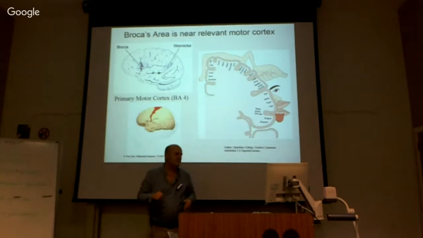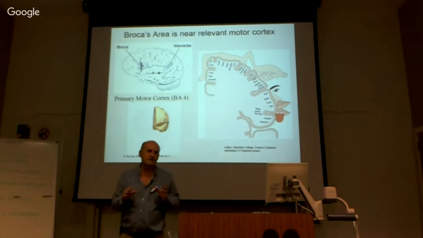Okay, so primary motor cortex, and as I've just said, Broca's area is close to the relevant part of the primary motor cortex.